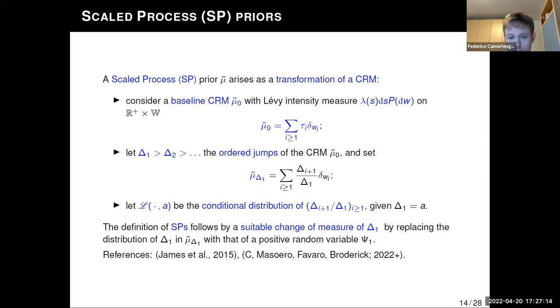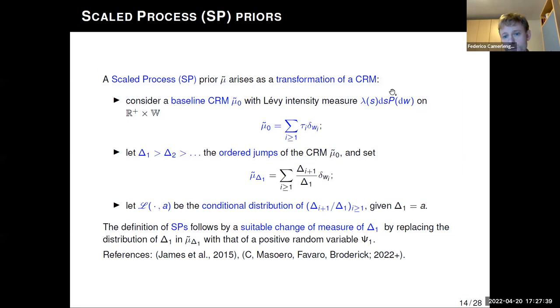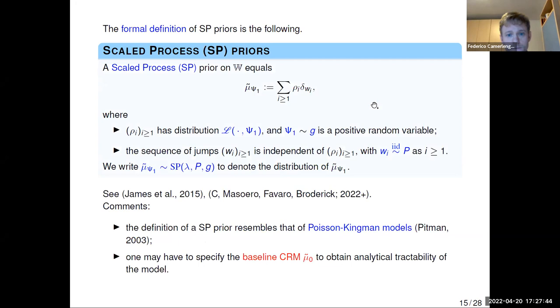To be more formal, the definition of a scaled process prior is the following one. A scaled process prior is a random measure like this, where the Wi, this sequence of atoms, are IID from the distribution P. P appears in the Levy intensity of the baseline completely random measure. And then here you have the sequence of jumps, and the sequence of jumps has distribution L, where L was the previous conditional distribution.